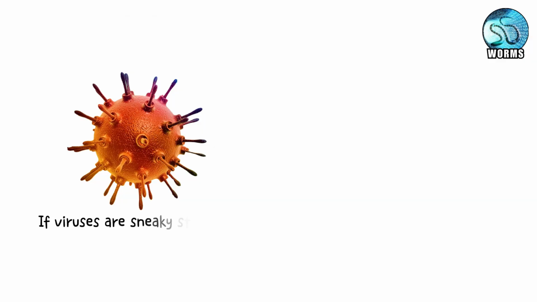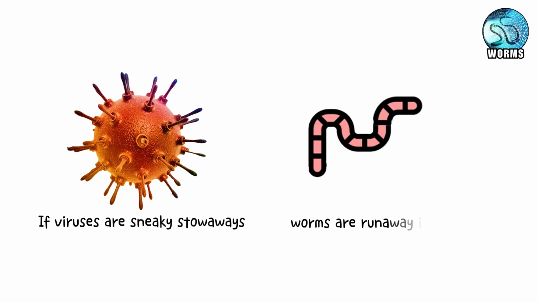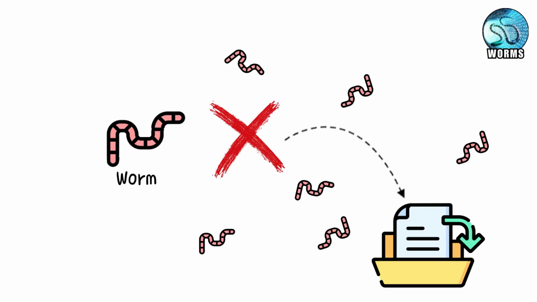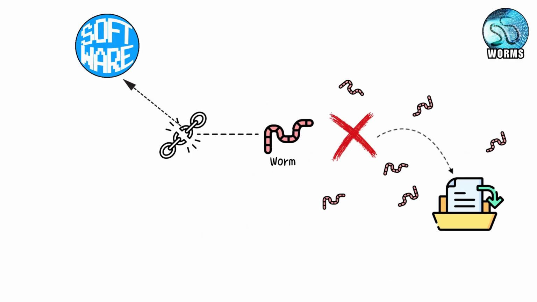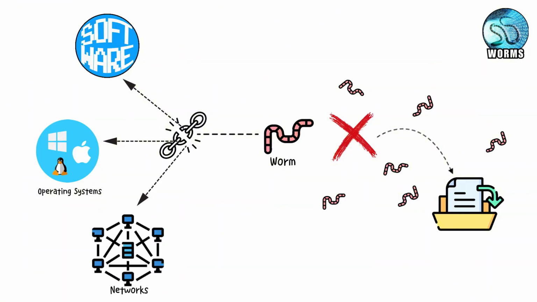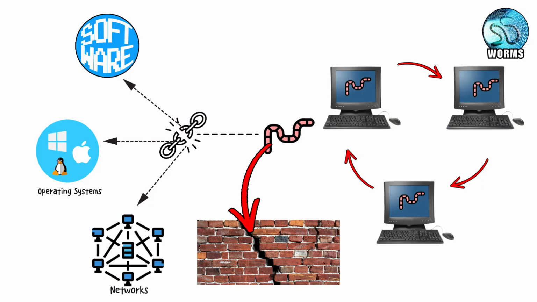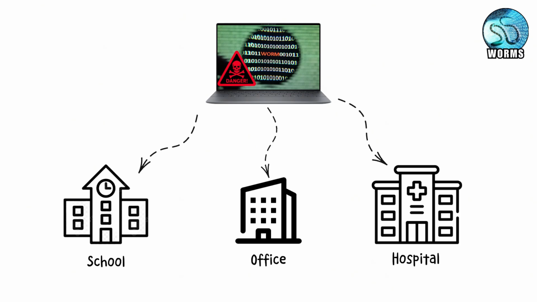Worms. If viruses are sneaky stowaways, worms are runaway invaders. A worm doesn't need you to open a file, it spreads automatically by exploiting weaknesses in software, operating systems, or networks. The second it finds a crack in the wall, it slips in and begins replicating itself across every connected machine. Imagine one infected laptop in a school, office, or hospital. Within minutes, the worm can slither through the entire network.